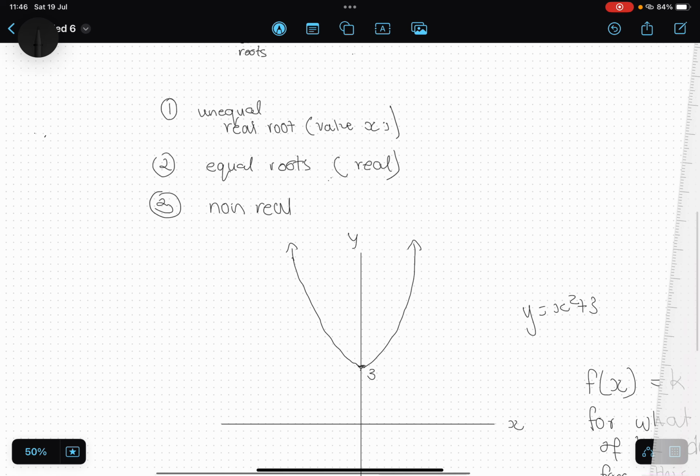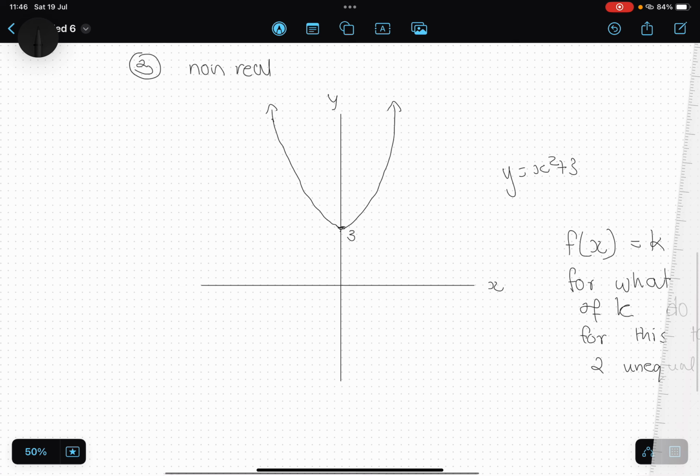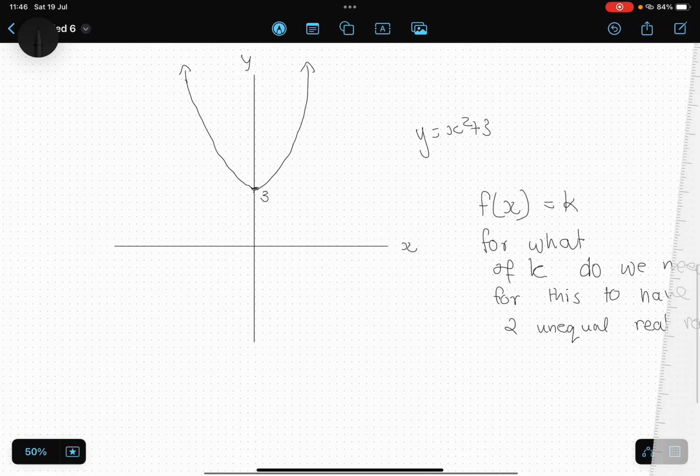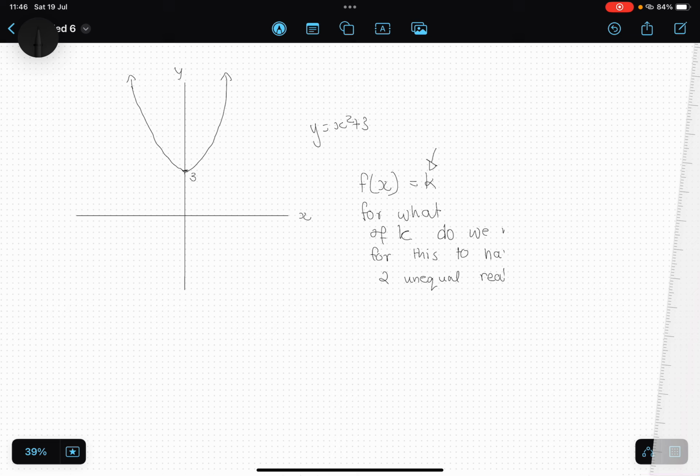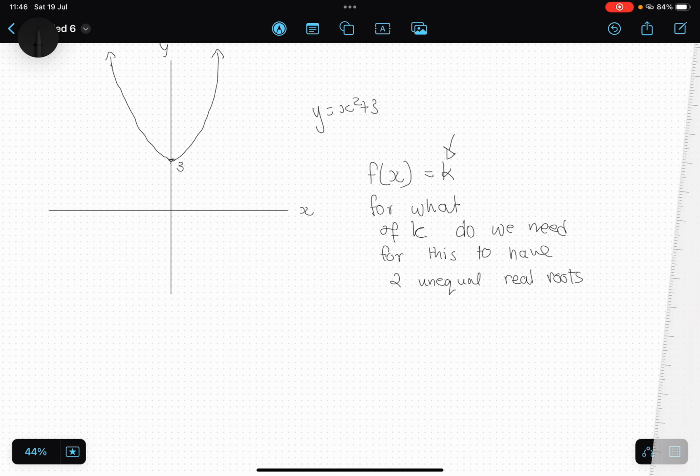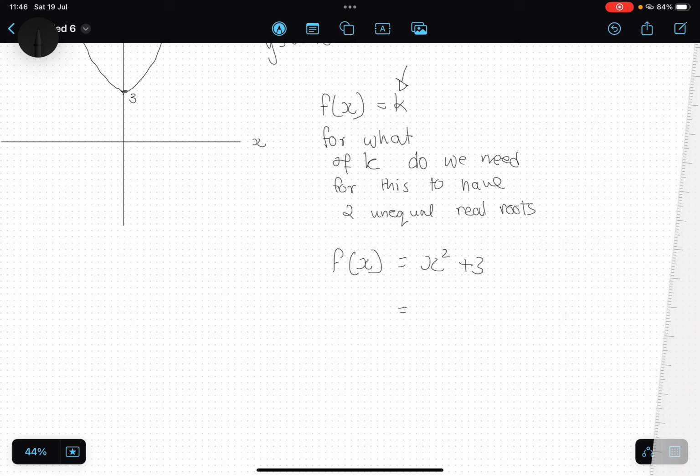So that means this graph needs to cut the x-axis twice. Now, remember that if we put a number here, let's think about what that does to the function. So let's just choose a random number for k, just to show you what's happening. So f of x equals x squared plus 3. Okay, if we say let's let k be 2.